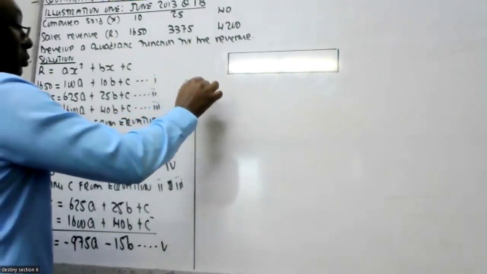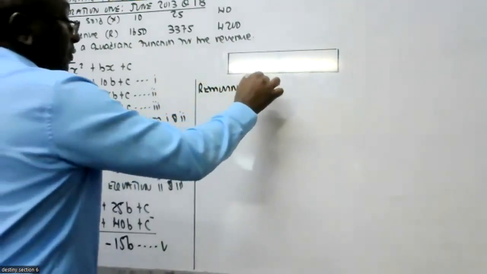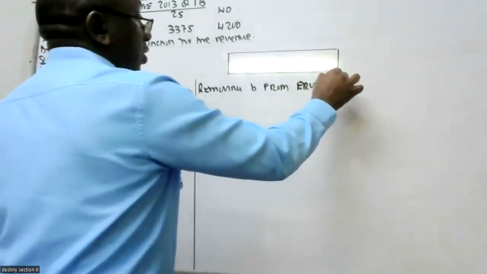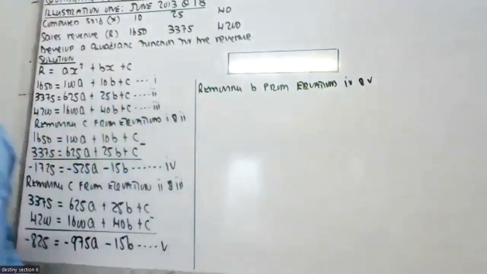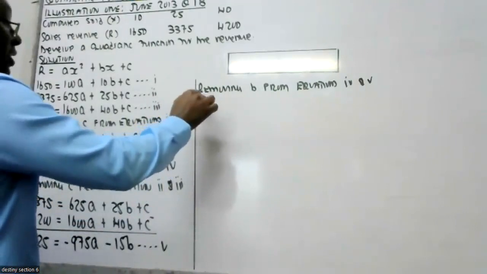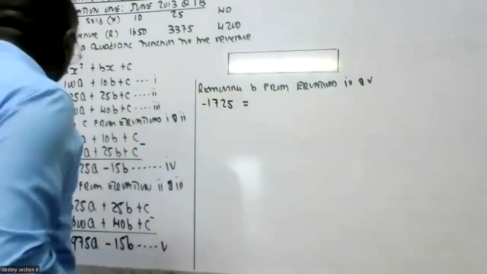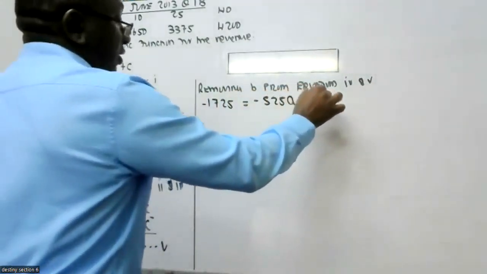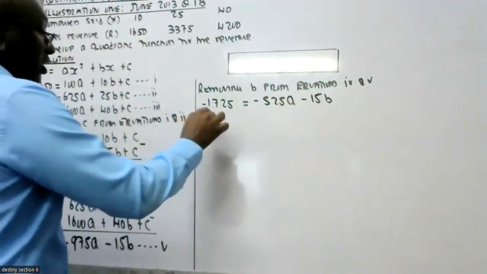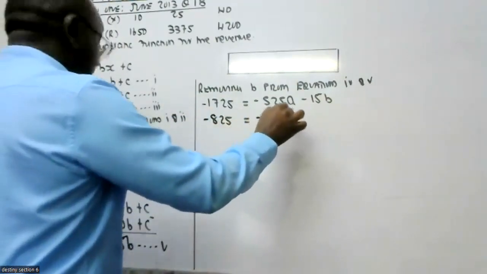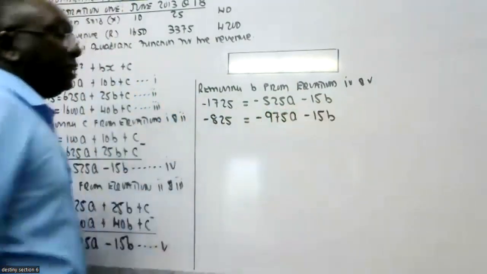Removing B from equations 4 and 5. Equations 4 and 5. You take this one: minus 1725 equals minus 525A minus 15B. Then 825 equals minus 975A minus 15B.